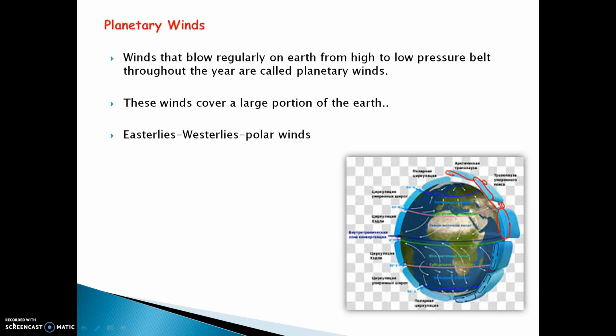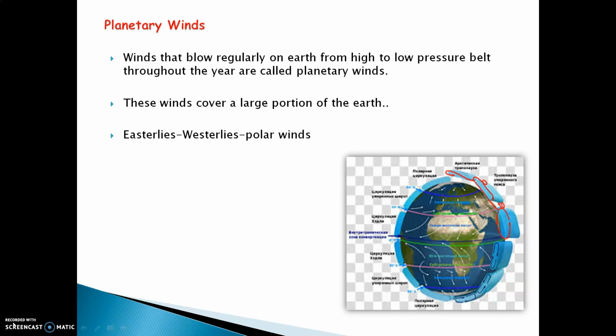Planetary winds. The winds that blow regularly on the earth from high to low pressure belts throughout the year are called planetary winds. These winds cover a large portion of the earth. For example, the easterlies, the westerlies and the polar winds.